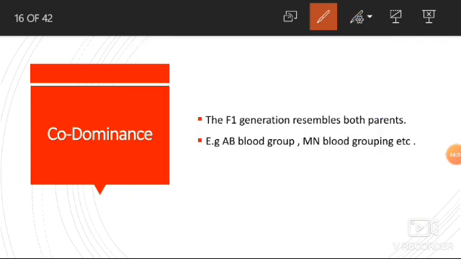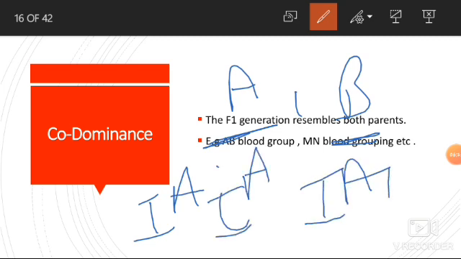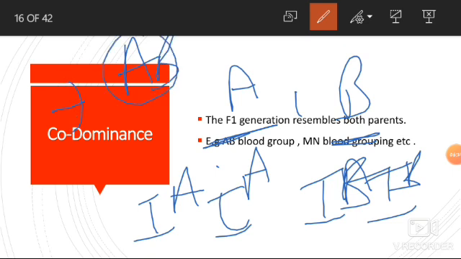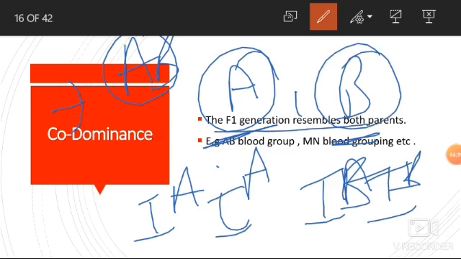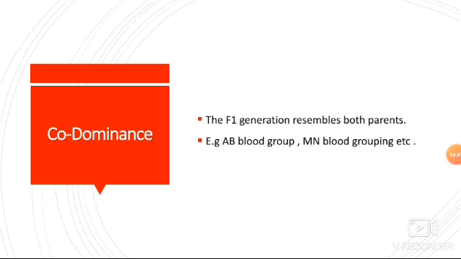The expressed phenotype is a combination of two phenotypes and their alleles. A blood group and B blood group are the phenotypes, and the genotypes are I^A and I^B. So we can say that the expressed phenotype, that is AB blood group, is a combination of two phenotypes, A blood group and B blood group. These are the two phenotypes. AB blood group is a combination of A blood group and B blood group and its alleles, that is I^A and I^B. I hope you will get this. This is all about codominance.